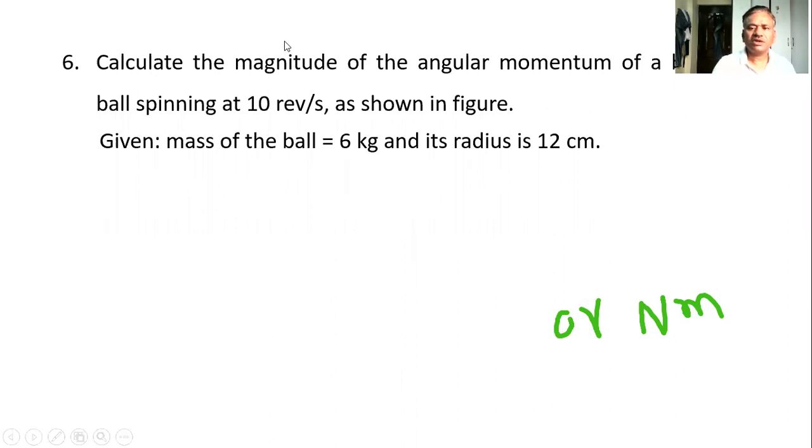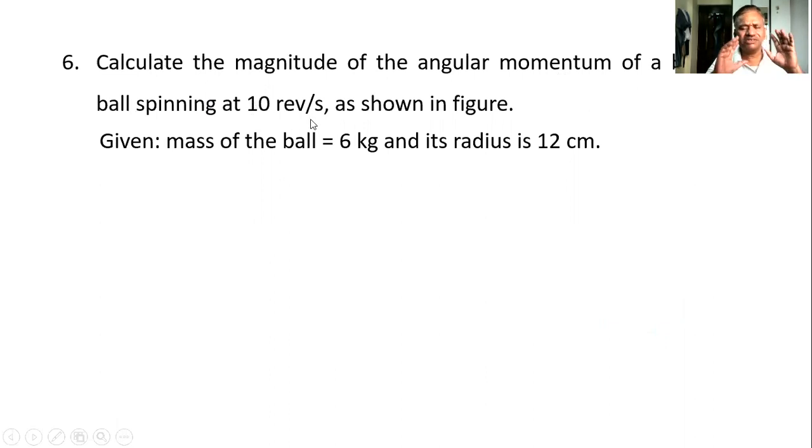Next. Problem 6. Calculate the magnitude of the angular momentum of the ball spinning at 10 revolutions per second. That is, your cricket ball, you can say that. It is a solid sphere. It is spinning, just like how Earth rotates around its own axis. 10 revolutions per second.